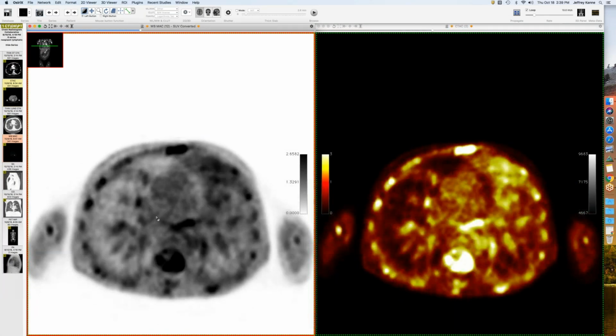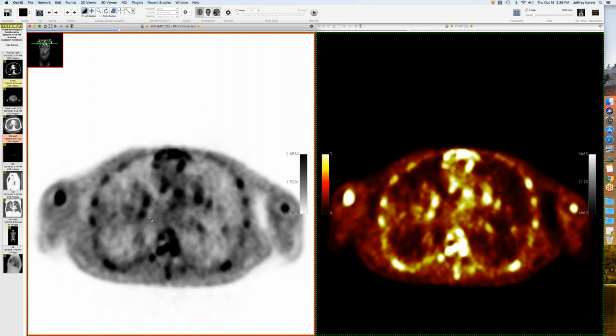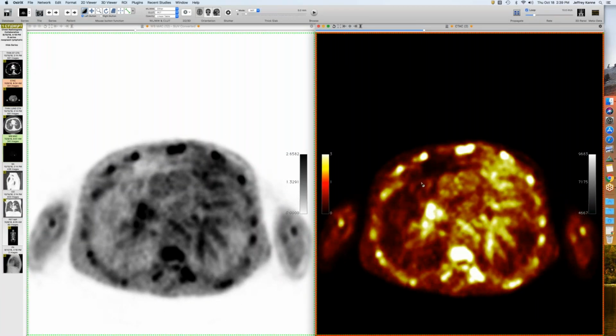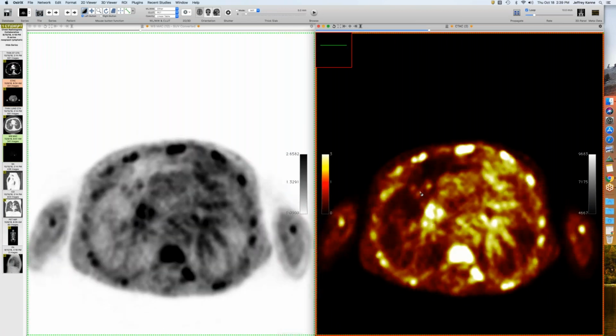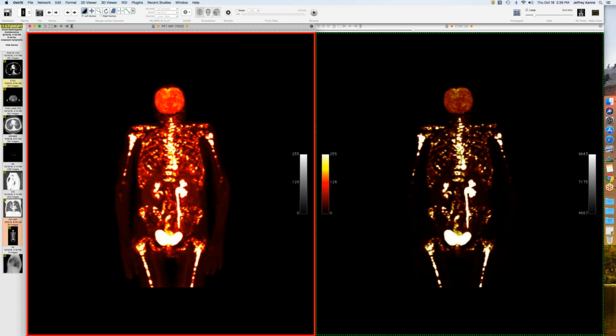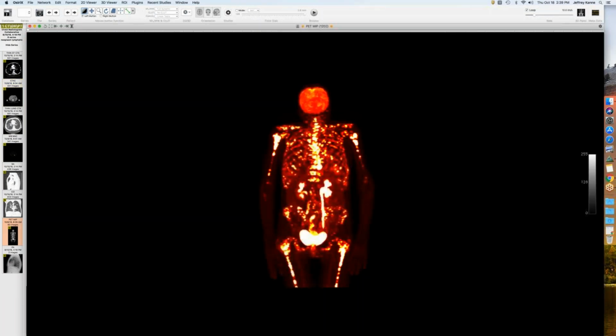This patient has lymph node metastases. There's metastases everywhere in this patient, but the lungs had too much activity. You can see on the fusion, and I think this is picking up all the microscopic foci of tumor that we can't see directly in the lungs. Here's the MIP. You can see it's pretty bad.